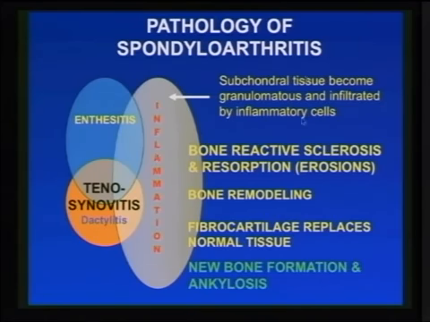And then there will be reactive bone, which might be sclerosis or resorption, depending on the disease activity or severity. Then there will be bone remodeling, and then there might be some fibrocartilaginous proliferation, ending up with joint space narrowing and fusion. The other point is that in spondyloarthritis you very commonly see enthesitis, and the third is tenosynovitis at the digits. So these are important areas where you see inflammation.